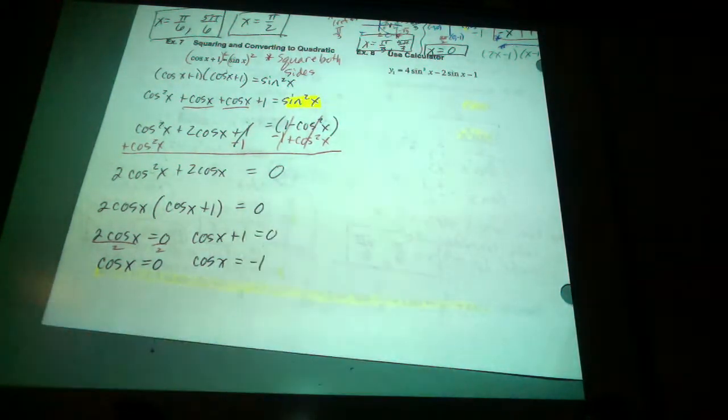Here you're going to divide by 2. That just means that I get 0. I divide both sides by 2. 0 divided by 2 is 0. Here I'm going to subtract 1. So cosine of x is equal to negative 1. So both of those are dealing with 0 and negative 1, which screams out to you what?